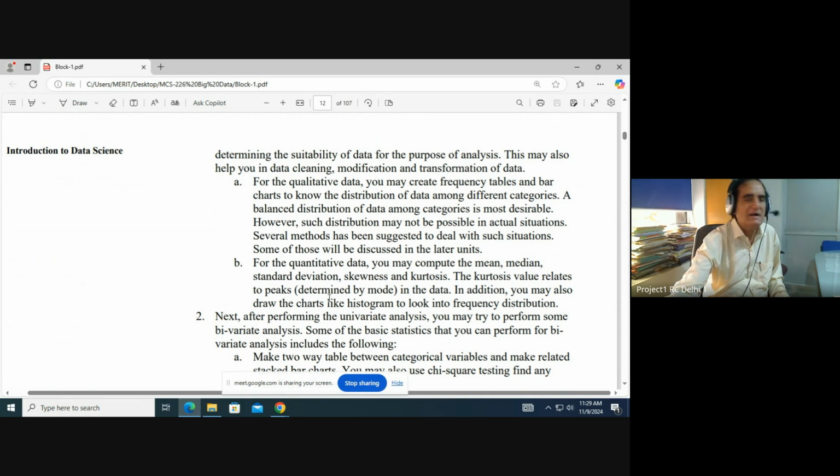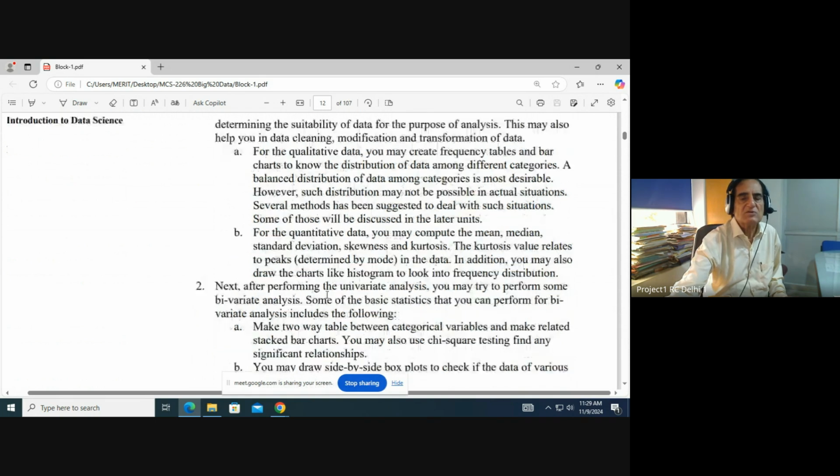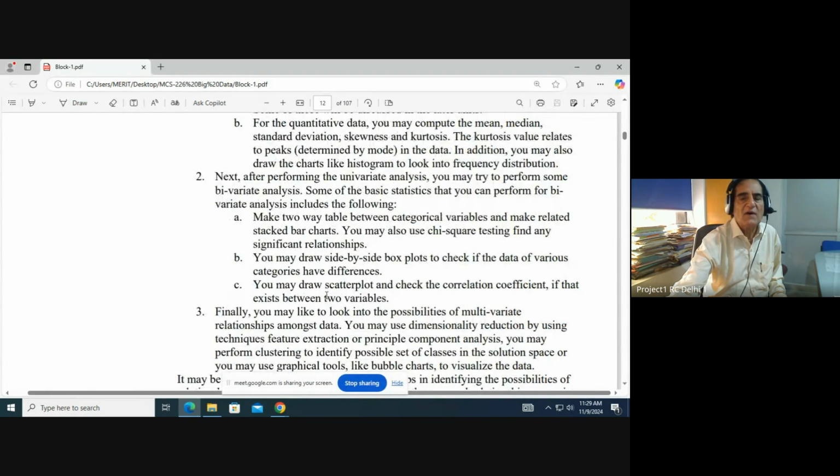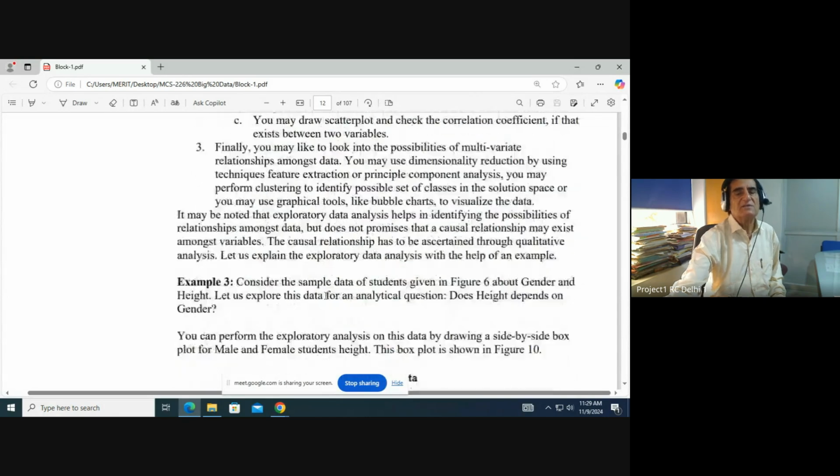This you would have learned in your 10 plus 2 or in BCA. So that's where I go fast. So scatter plot and all these things you can do.